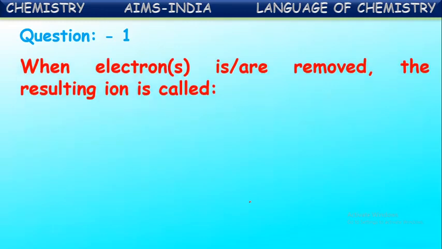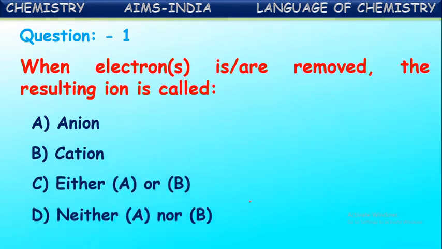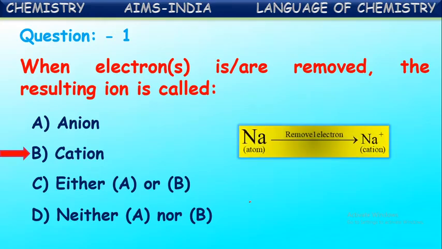See the first one. When electrons are removed, the resulting ion is called. What is the ion formed by the loss of electrons? Is it called anion, cation, both of these, or none of these? The ion formed by the removal of electrons from the atoms is called a cation. These positive ions are called cations or electropositive ions. For example, sodium loses one electron to form Na plus ion. This is called a cation. Okay, next question.